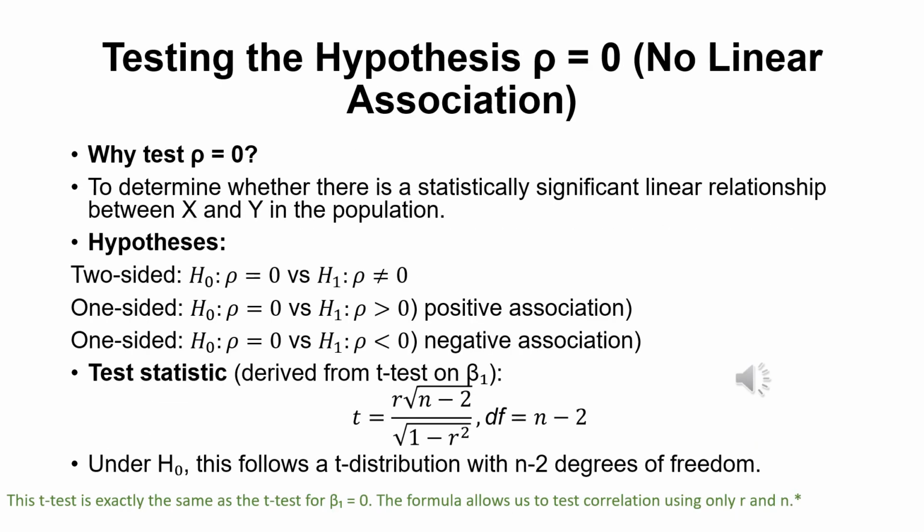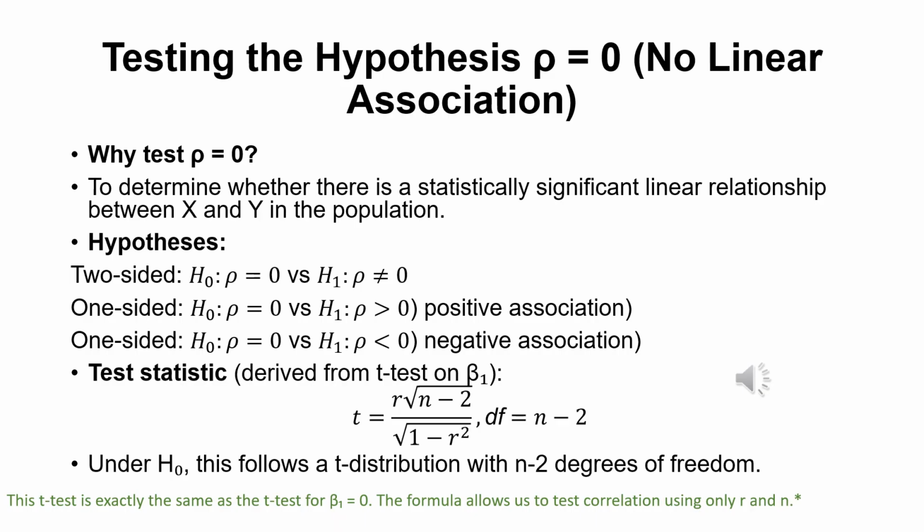Testing the hypothesis ρ equals 0: no linear association. We often want to test whether the true population correlation ρ is 0, that is, whether there is no linear association between x and y. The test statistic is t equals r times the square root of n minus 2, divided by the square root of 1 minus r squared.